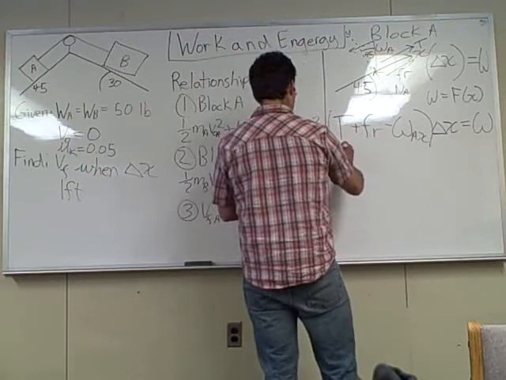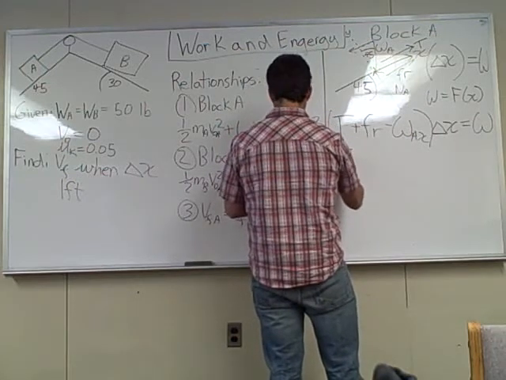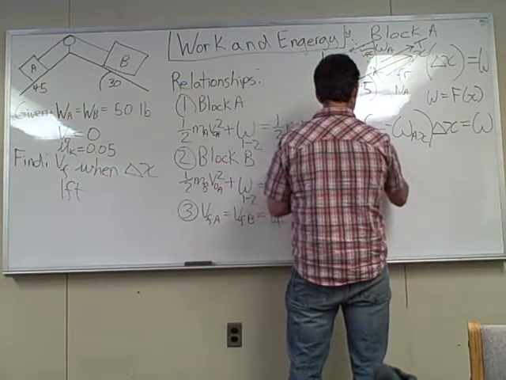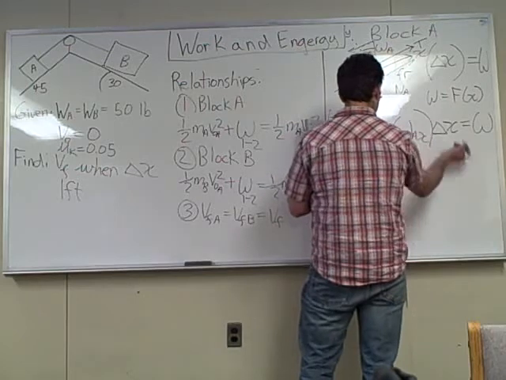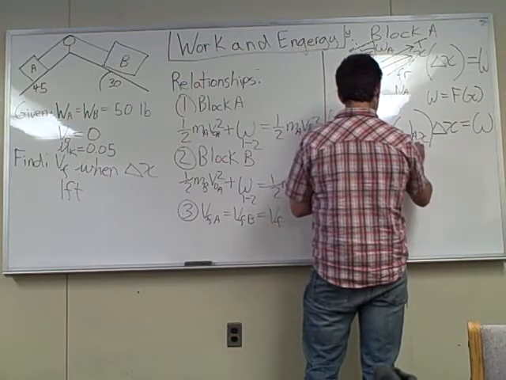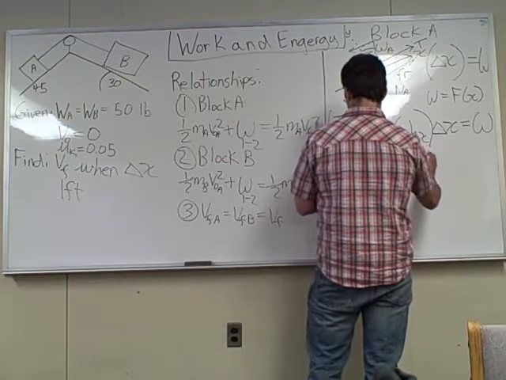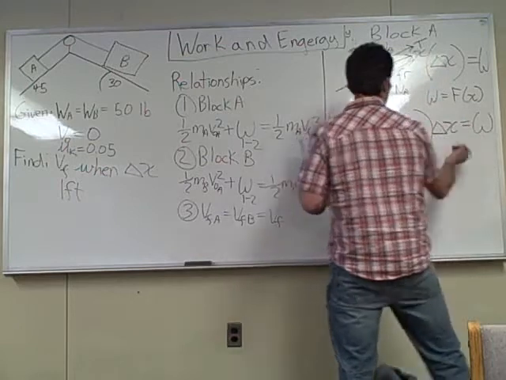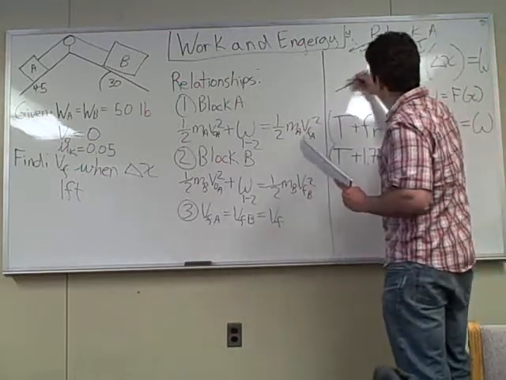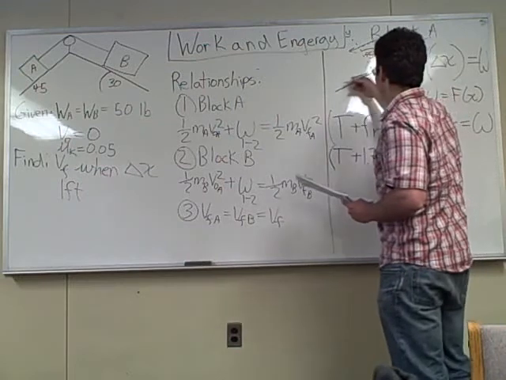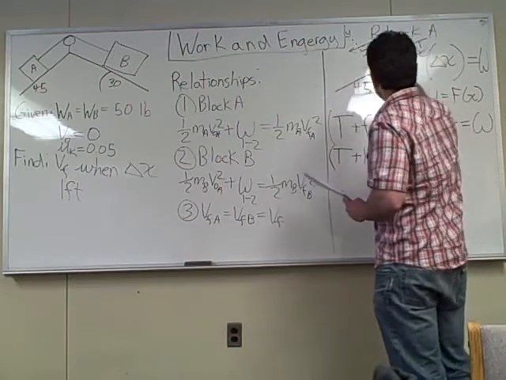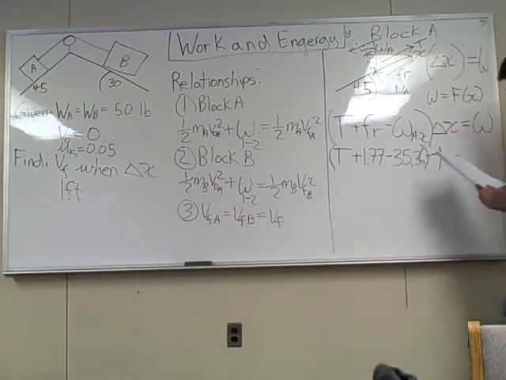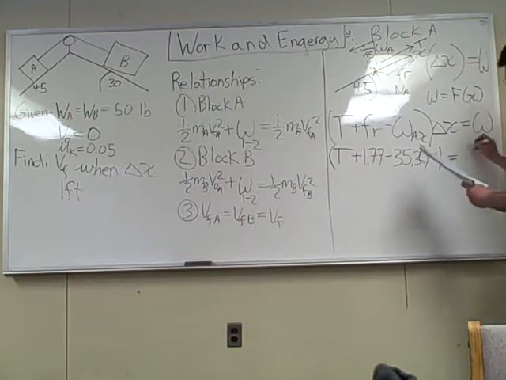So after you solve for that, you substitute in your values, and you get your tension plus your friction, which is 1.77, minus your weight in the x direction, which comes out to 35.36, times -1, because if the block is moving this direction, I assume that it's going to move this direction, and it's going to move 1 foot, so that's -1, the negative x direction here. And that's going to equal my work.